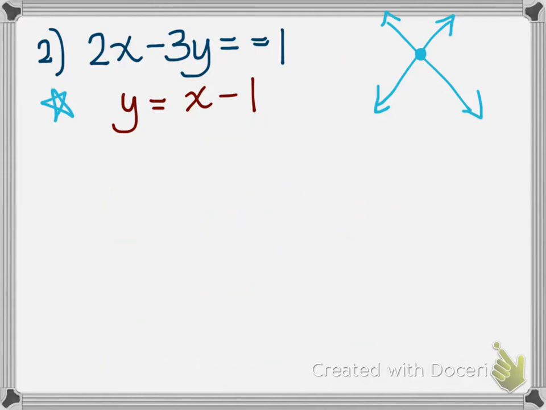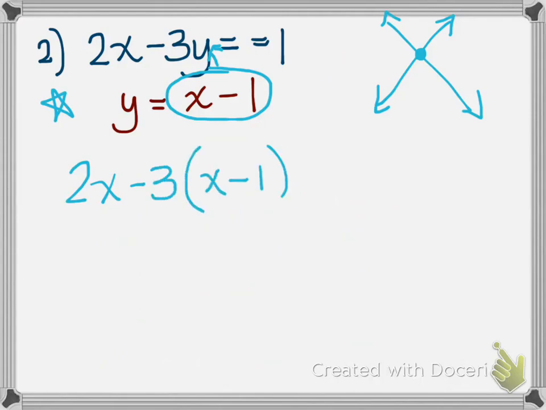Since y equals x minus 1, everywhere I see a y, like right here, I'm going to replace it with an x minus 1. So it's going to look like this when they get married: 2x minus 3 times (x minus 1) equals 1. See how we just smushed the two together. Now it's just a matter of doing the algebra.